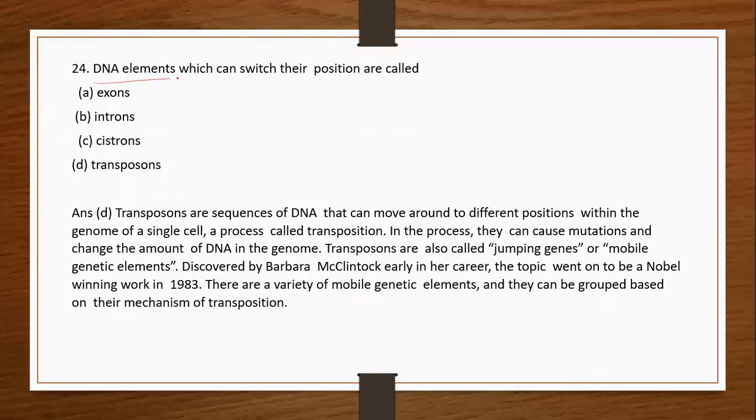Next question is, DNA elements which can switch their position are known as exons, introns, cistrons, and last option is transposons. Now, what are these transposons? Transposons are basically sequences of DNA that can move around to different positions within the genome of a single cell, and this process is known as transposition. In this process, they can cause mutation, they can change the amount of DNA, and because they can move from one place to another, they are also known as jumping genes or mobile genetic elements. So option D is the correct answer.